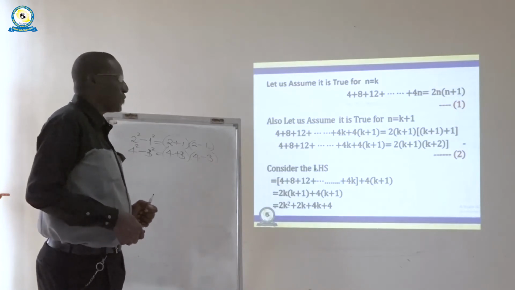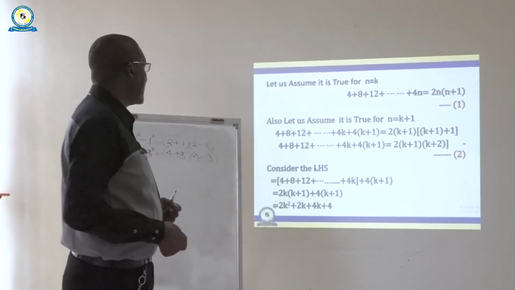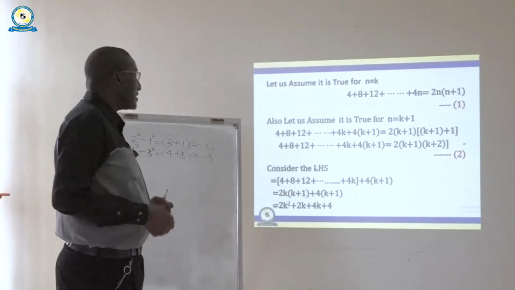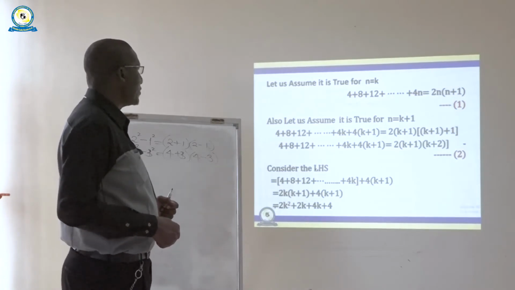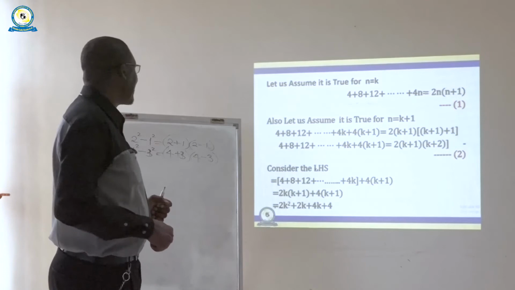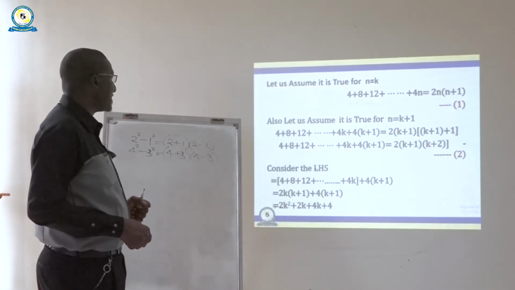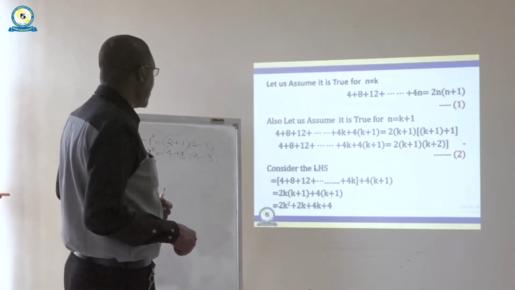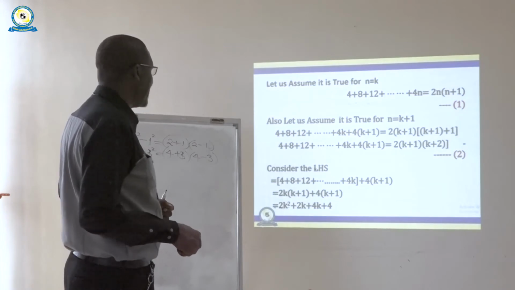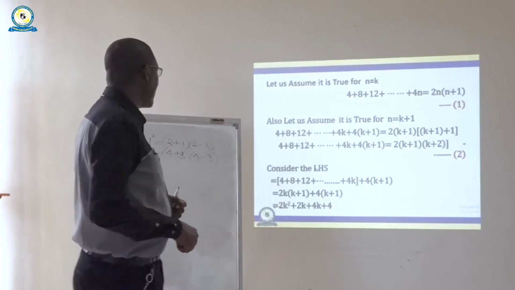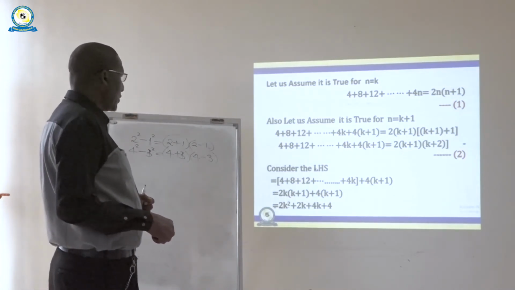Let us assume it is true for n equals k. Then you can say that 4 + 8 + 12 + ... + 4k = 2k(k + 1). This is statement number 1. Let us also assume that it is true for n equal to k + 1. Then on each n, you put k + 1, so it will go up to 4(k + 1). Then the right side will be 2(k + 1)(k + 1 + 1).